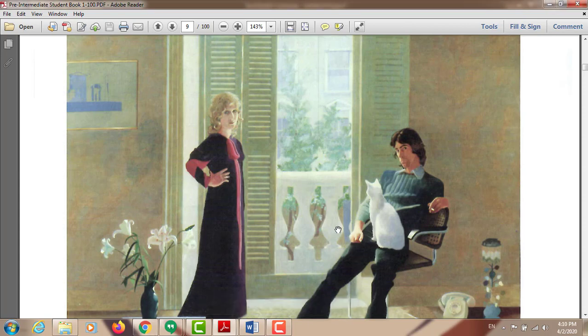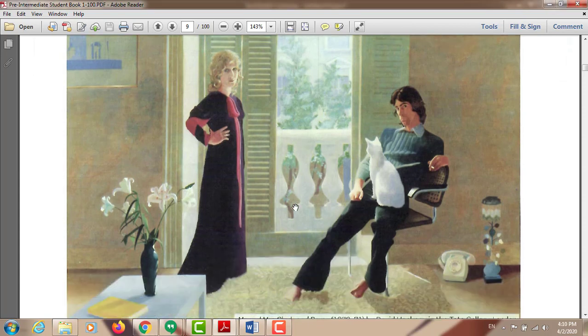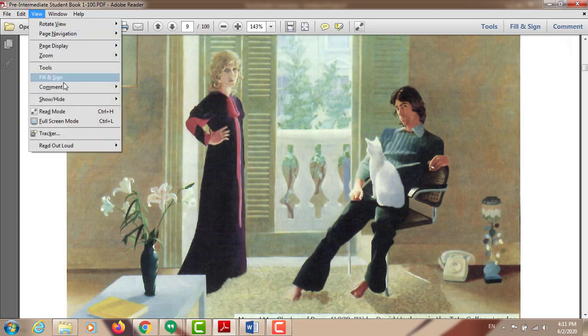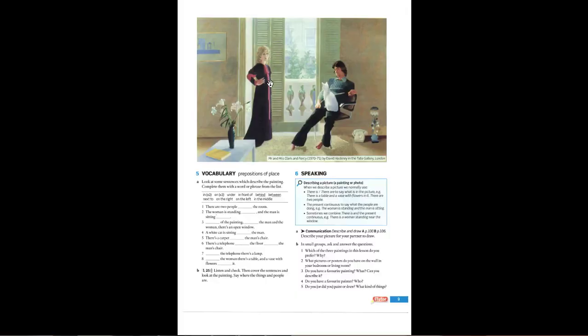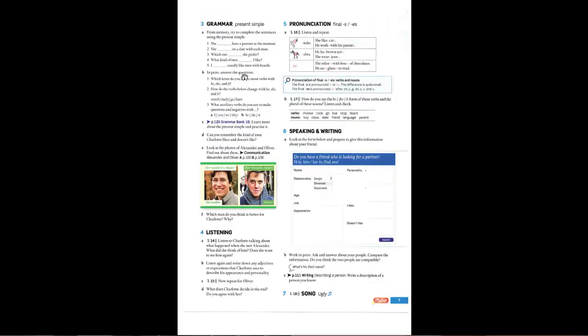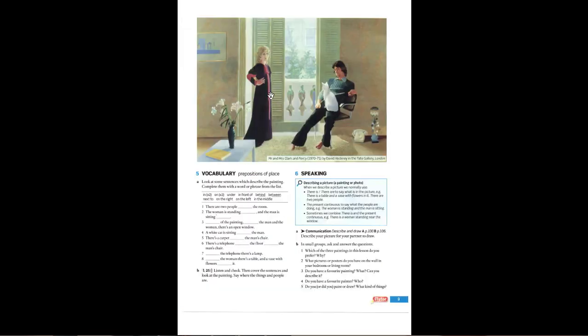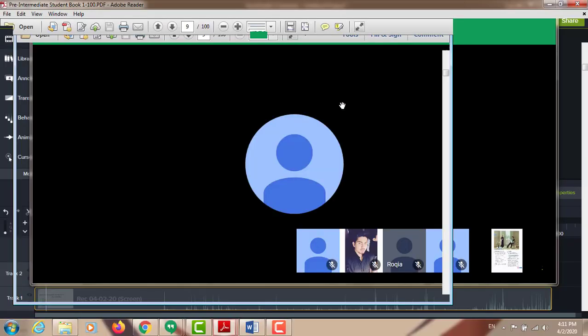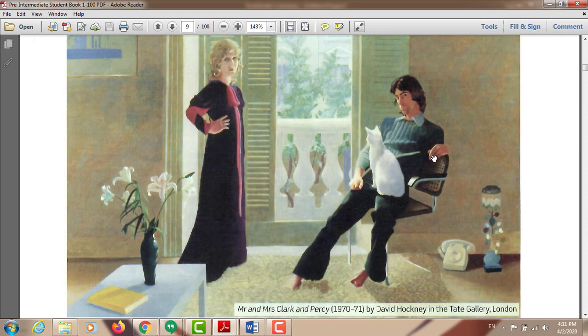So I want to describe this picture because present continuous is used to describe a picture. So let me make it full screen. This picture, I want to talk about this picture. So I say, in the picture, the woman is standing, the man is sitting. Okay, and the man is smoking. There is smoke in his hand, if you see this one.